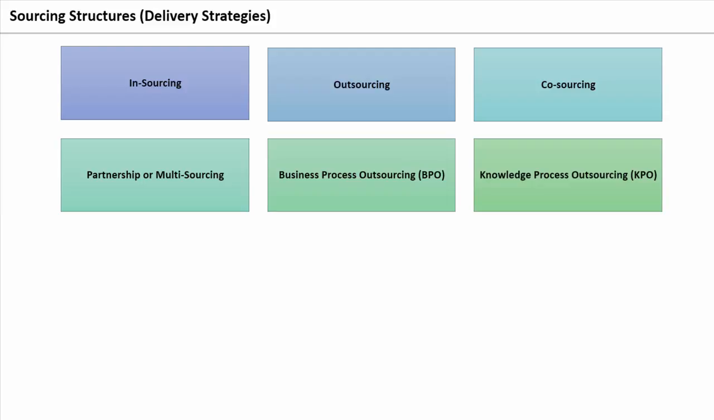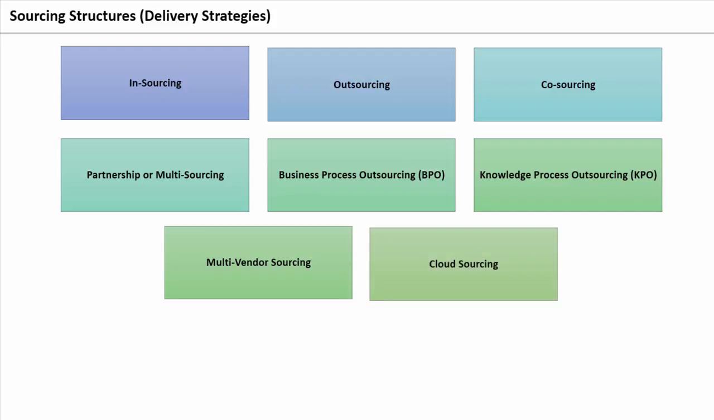Knowledge process outsourcing, KPO, where domain-based process or business expertise are outsourced. Multi-vendor sourcing is where we source resources from different vendors. Cloud sourcing are specific predefined services, usually on demand and pay-as-you-go.